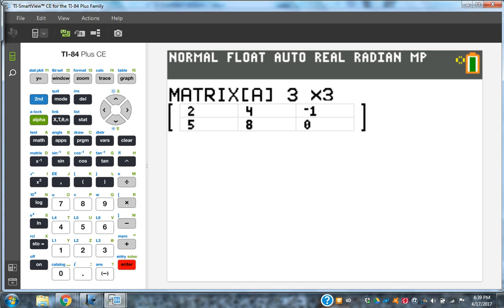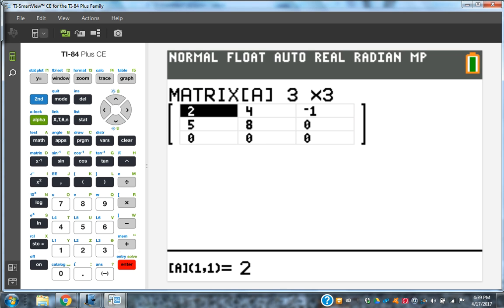It's a 3 by 3. One thing that might be handy knowledge is that you can only invert square matrices. It has to be the same number of rows and same number of columns. If it's not a square matrix, you can't find the inverse of it.